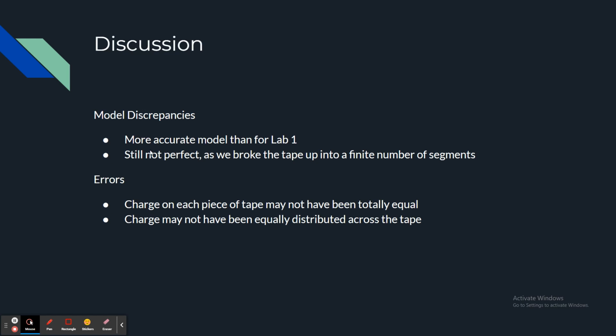So, model discrepancies. This is a more accurate model than for Lab 1. Still not perfect, as we broke the tape into a finite number of segments. The errors that could have occurred in the lab were that the charge on each piece of tape may not have been totally equal, and that the charge may not have been equally distributed across the tape.